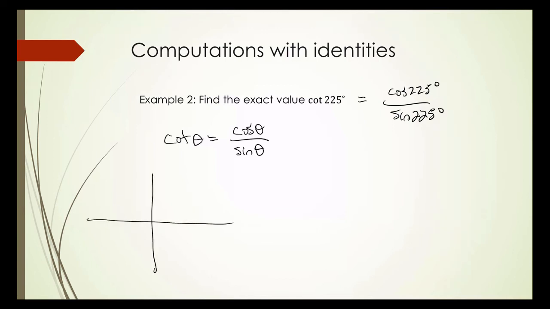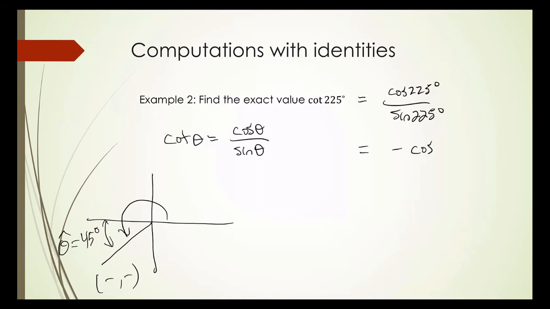My next step is to figure out, in which quadrant does 225 degrees land? 225 degrees is more than 180 degrees, and it is more than 180 degrees by a total of 45 degrees. So my reference angle is 45 degrees. You have negative x and you have negative y, so you have negative cosine and you have negative sine.